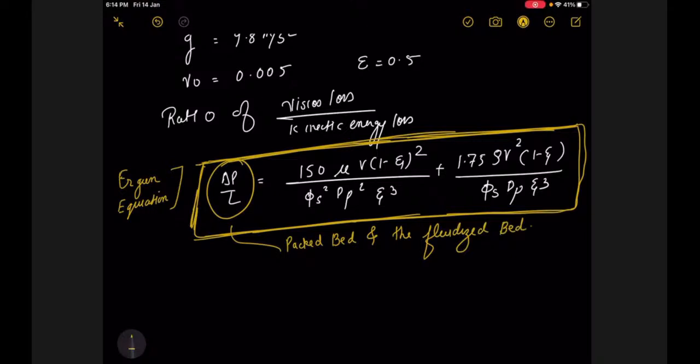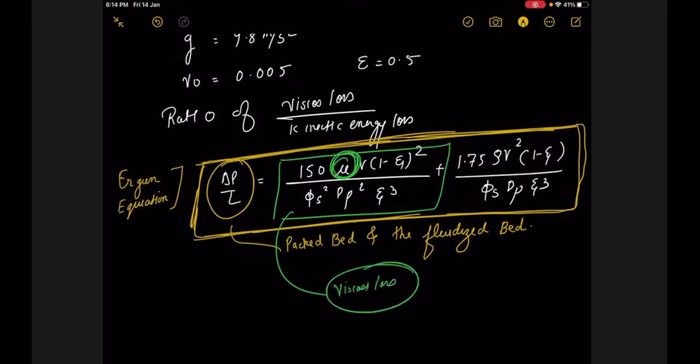So here the first part, if you see, there is a viscosity term. So these are the viscous losses in this equation. So due to viscous losses, there will be pressure drop. And here there will be V square, velocity square. So there are kinetic energy losses. Okay. And in the question, they are asking the ratio of viscous losses to the kinetic energy losses.